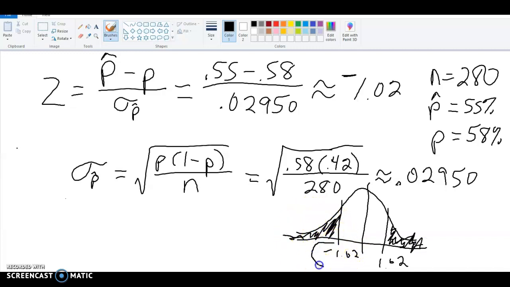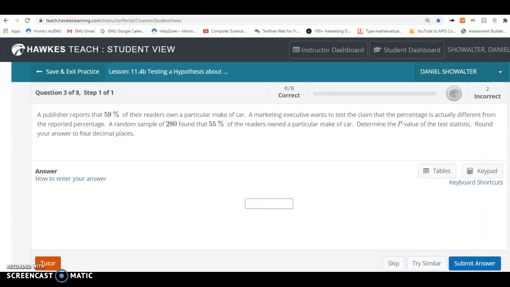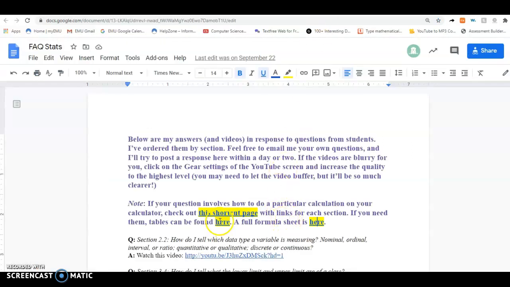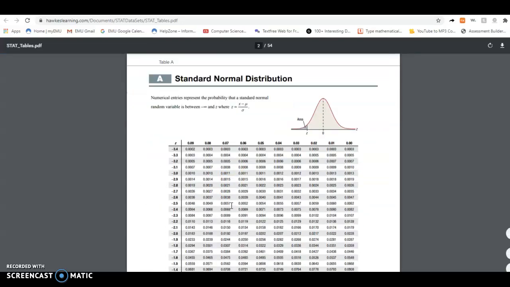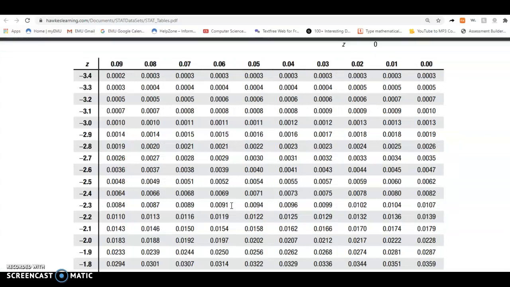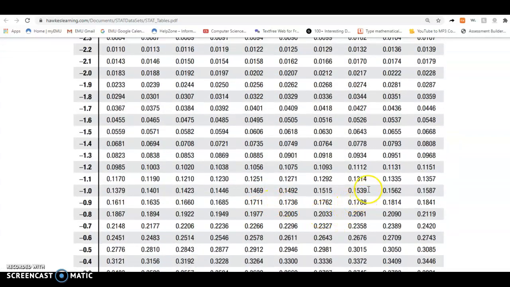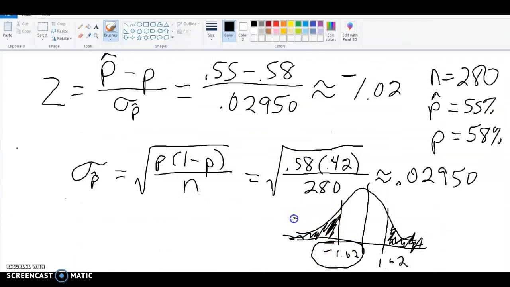So we need to look up a z-value of negative 1.02 in our charts. So I have a link here to all the tables in the frequently asked questions. And if we go to a z-value of negative 1.02, that puts us right here. That's 0.1539. 0.1539 would be the area in this left tail, but we really need to double that in order to get the p-value.